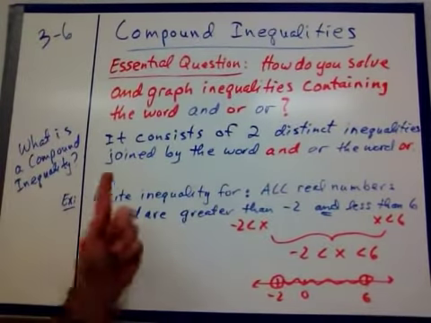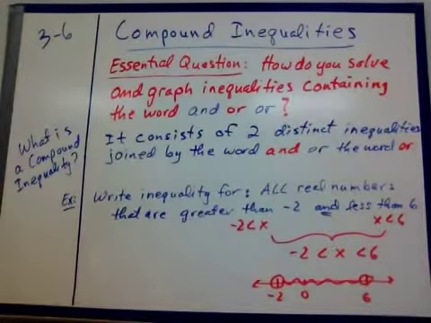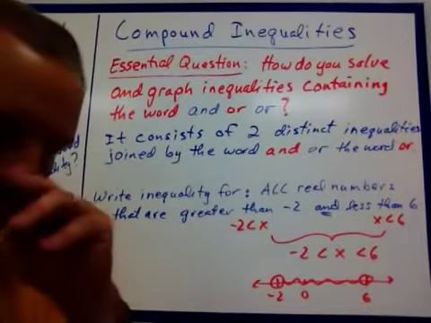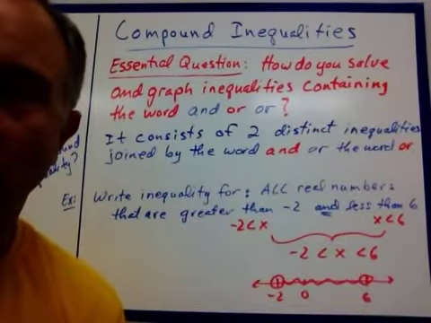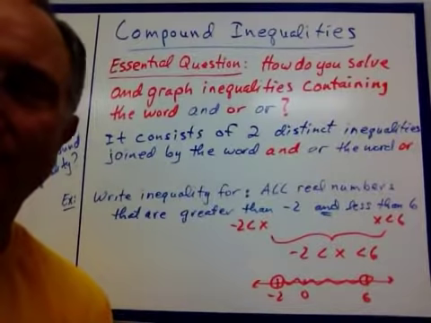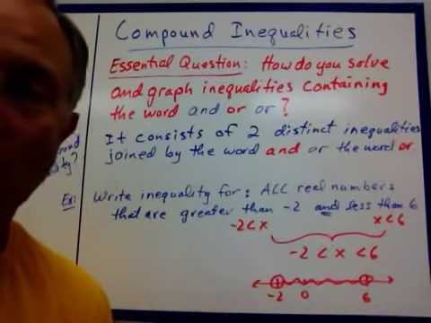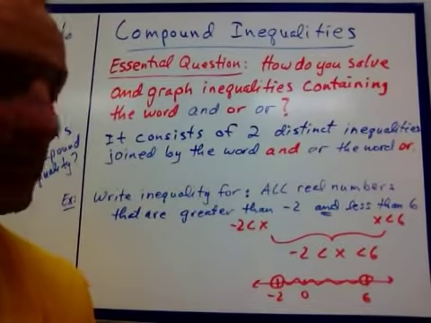What is a compound inequality? It consists of two distinct inequalities joined by the word "and" or the word "or." Each of these has their own little thing here, but we're basically solving them the same way, graphing them the same way. We just got to understand when we look at it that it's two inequalities in one.